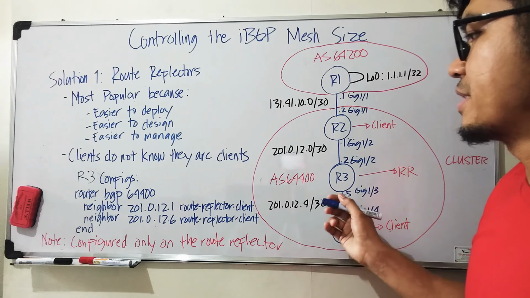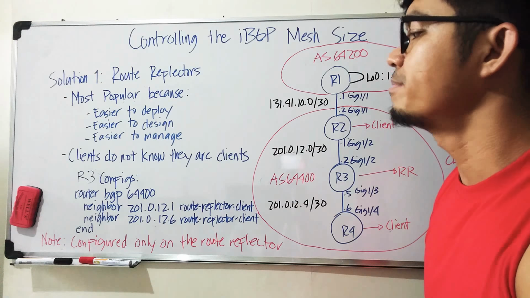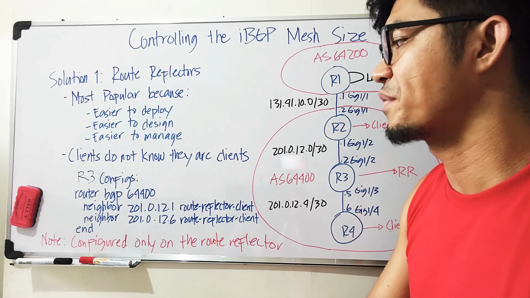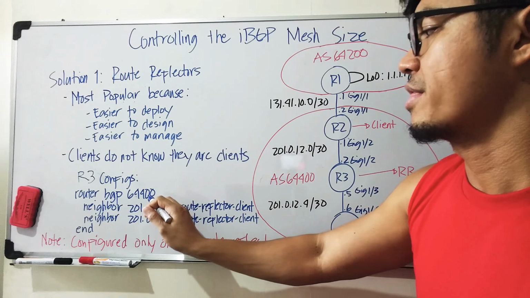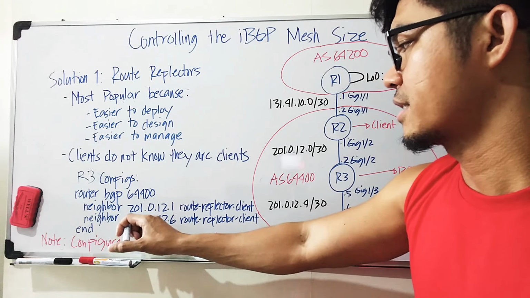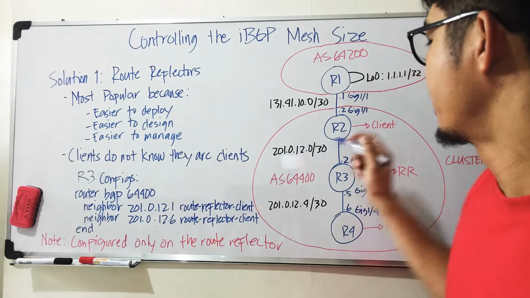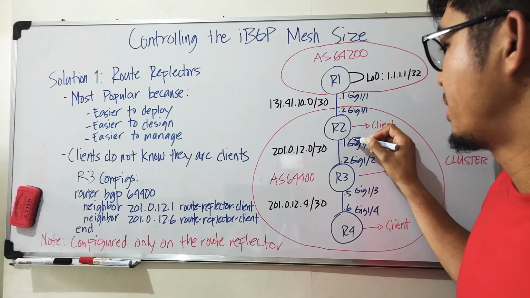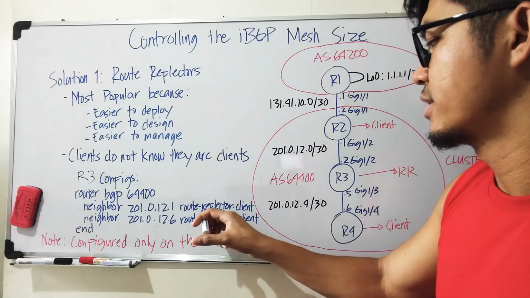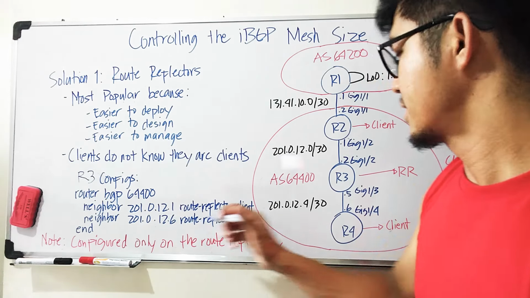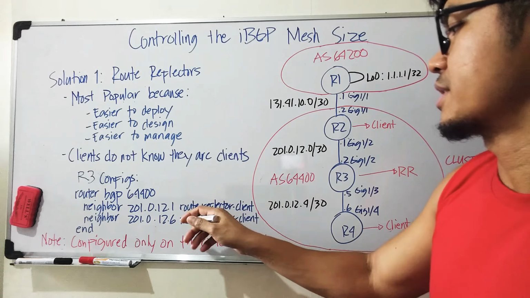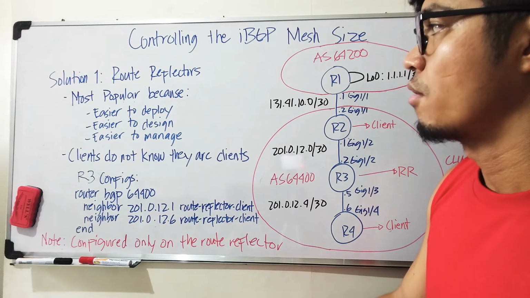So R3 is the route reflector. Let's just talk about the configuration. We just need to go into router BGP configuration. So router BGP 64400. This is our local AS, and this is how you would make your neighbors clients. In this case, the neighbor is 201.0.12.1. This is the IP address, and this is how you would make that neighbor a client: route-reflector-client. And another neighbor is .6, so 201.0.12.6 route-reflector-client.